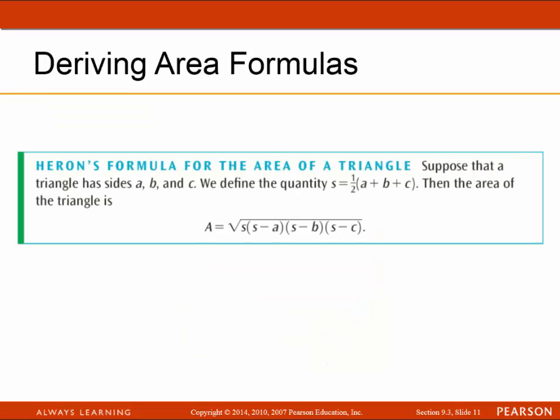The next thing we're going to look at is Heron's formula for the area of a triangle. Suppose a triangle has sides A, B, and C, and we define the quantity S as equal to 1/2 the sum of A, B, and C. Then the area of the triangle is the square root of S times (S minus A) times (S minus B) times (S minus C), where A, B, and C are the sides of the triangle.